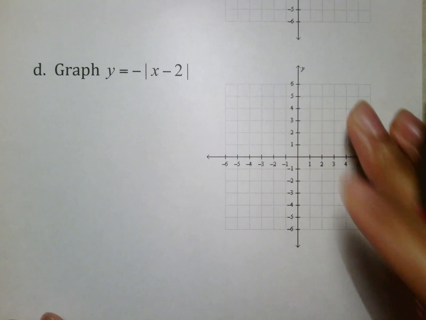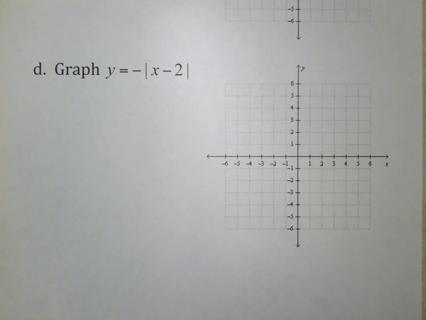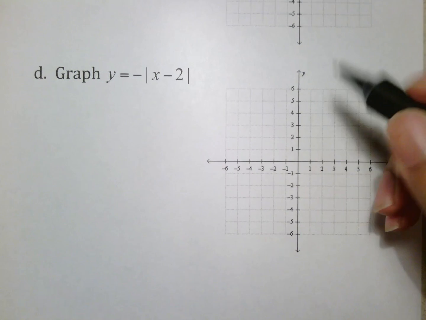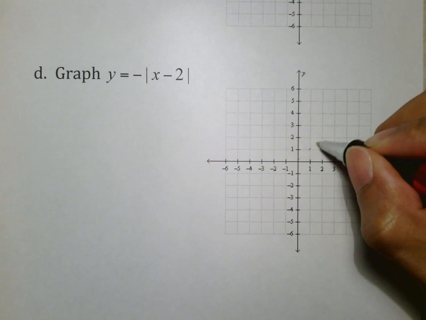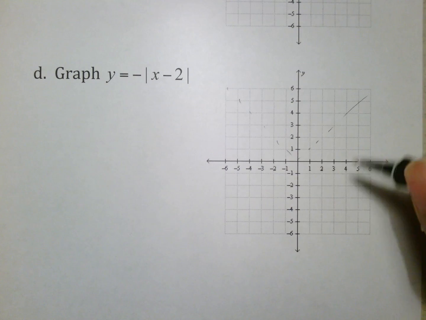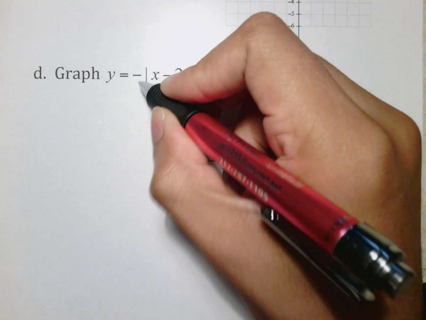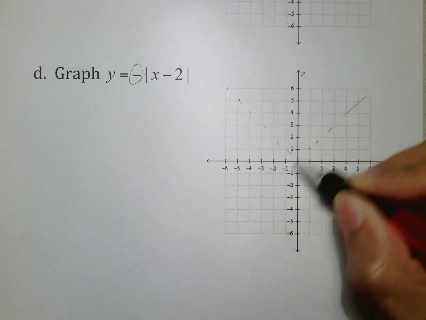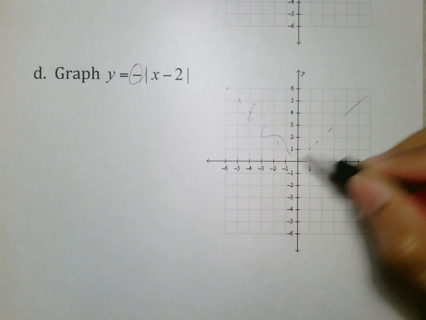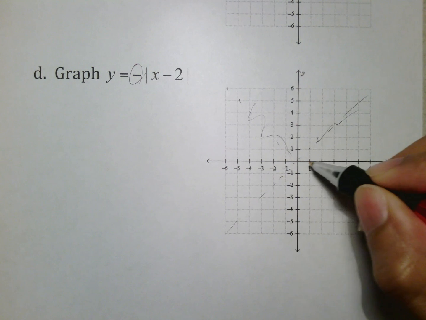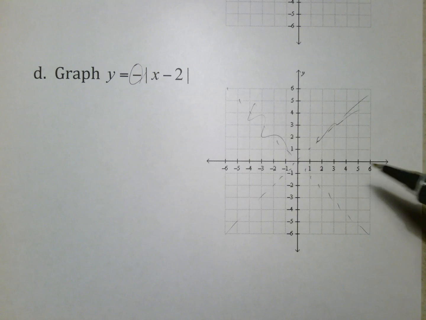Example D. Negative absolute value of x minus 2. Again, this is our parent function here. First thing that happens is this negative actually makes it turn upside down. So we really don't even look at that anymore. We're looking at the parent function that is upside down.